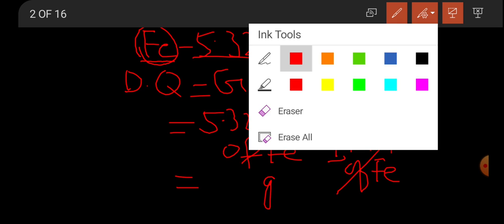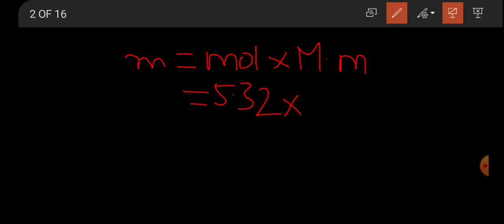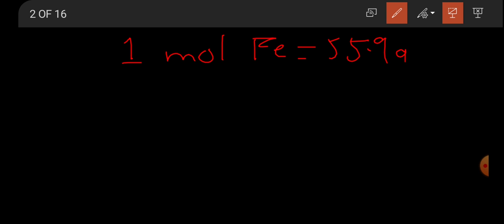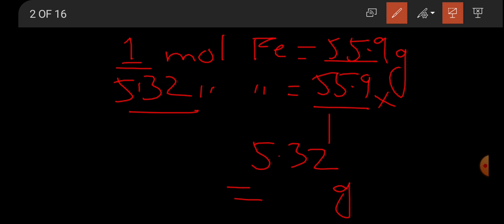The other way is you can use the formula mass is equal to moles multiplied by molar mass. Moles are 5.32 moles multiplied by molar mass of iron, 55.9 grams. So this is the second way to calculate the mass of iron from the given moles of iron. The third method is, we know that 1 mole of iron contains how many grams of iron? 55.9 grams of iron. So 5.32 moles of iron contains how many grams of iron? 55.9 divided by 1 multiplied by 5.32. So you will get the answer in grams. So these are the three ways to calculate the mass of iron from the given moles of iron. But the most important method is the conversion factor method.